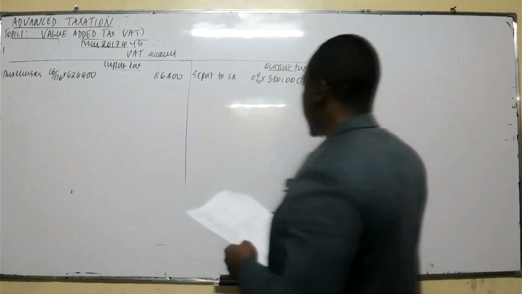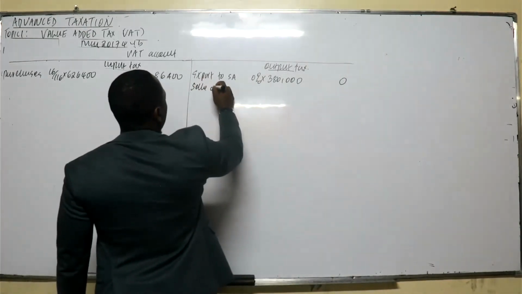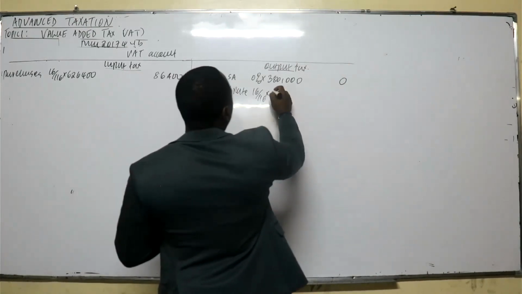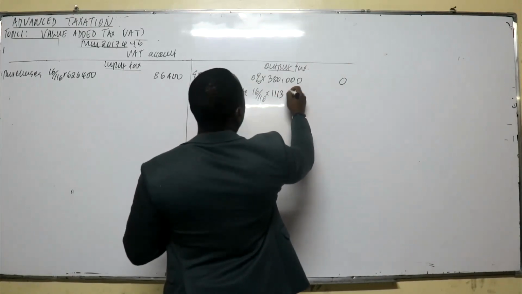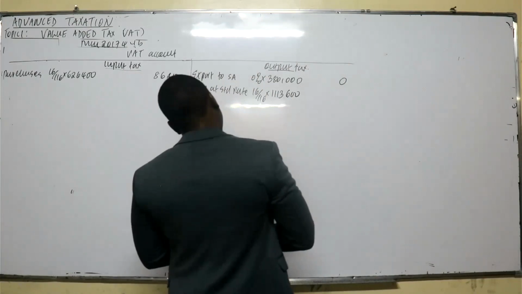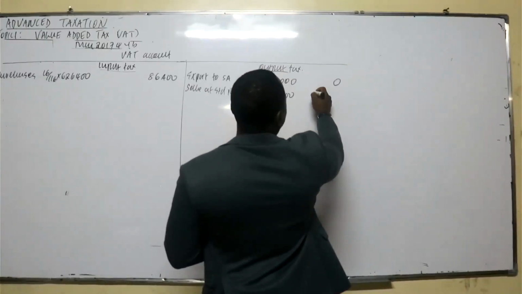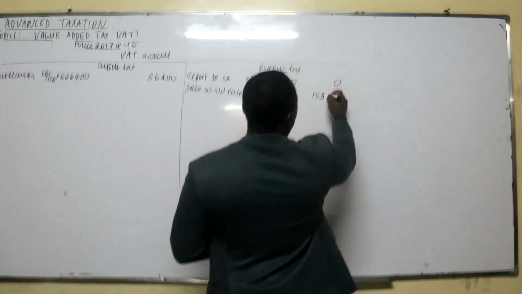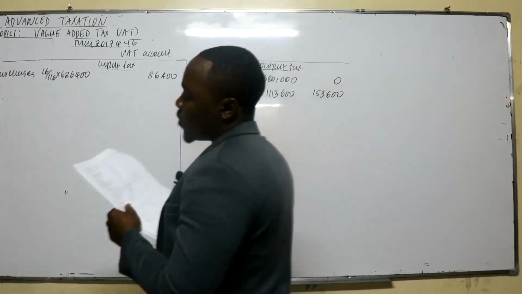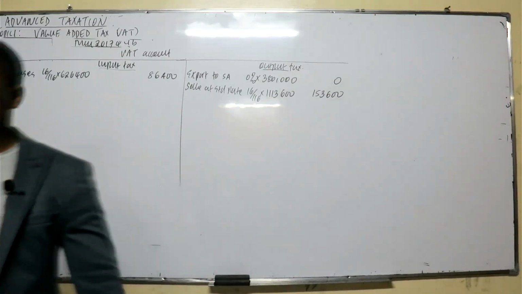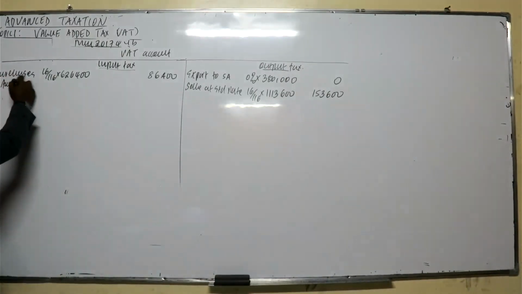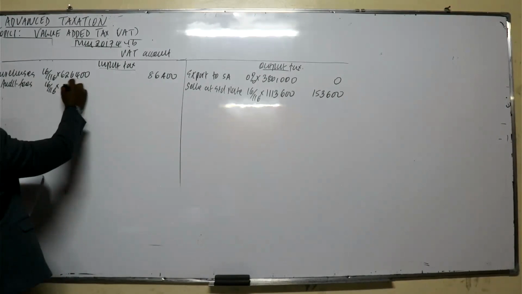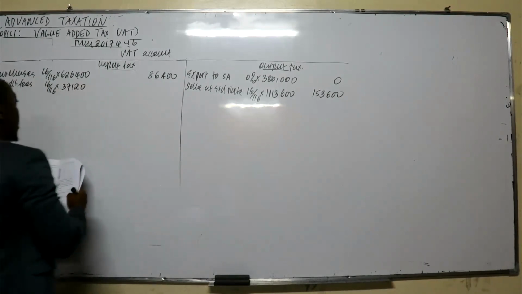Then we have sale at standard rate. So output, sale at standard rate. It's 16 over 116 of 1,113,600. Then we have audit fees. That's an expense. So it's 16 over 116 of 7,120. Get an amount of how much?